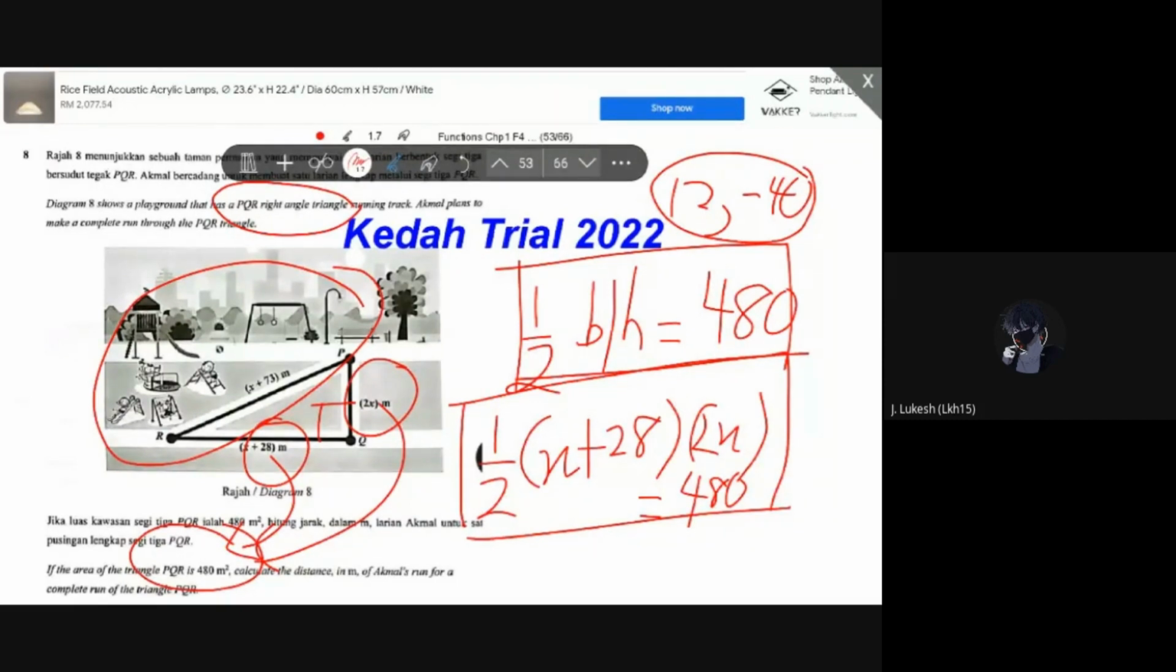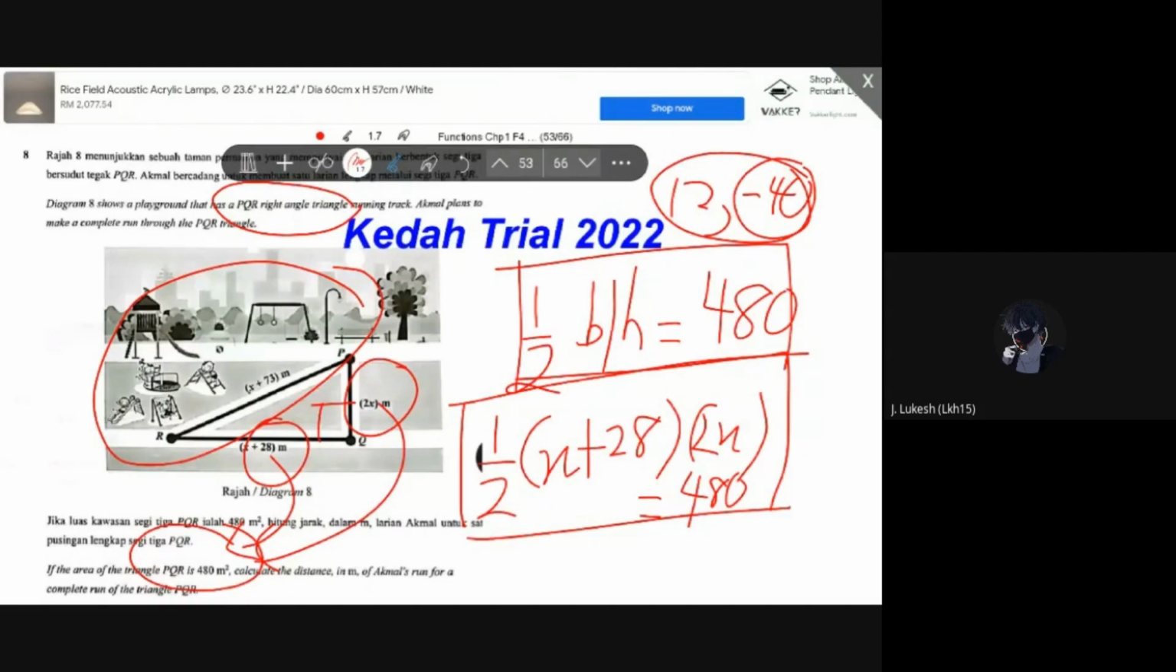So saya nak tanya kamu semua sekarang. Adakah kamu akan terima dua-dua nilai ini? Will you accept both of these values as your answer? Tak. No, very good. So why? Siapa-siapa boleh terangkan. Why won't we accept both values? Jawab takda negatif. Very good. Correct. If you put negative 40 dalam ungkapan ini, negative cannot be accepted in measurement.